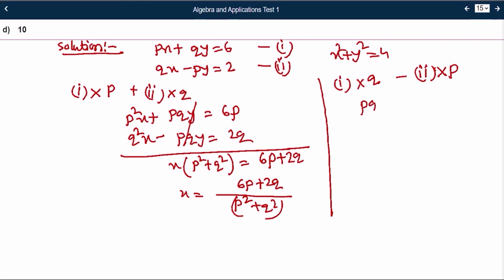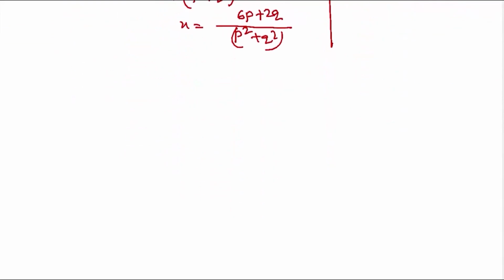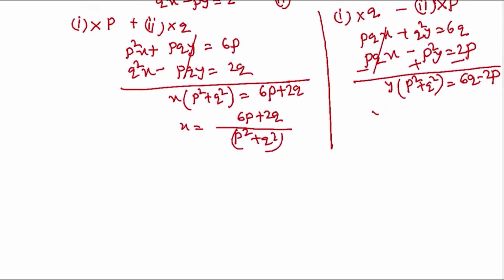So pqx plus q square y equals 6q, and pqx minus p square y equals 2p. Now let's do the subtraction. I have changed the signs. Now after taking y common, p square plus q square times y equals 6q minus 2p, correct? So y can be written as 6q minus 2p by p square plus q square. Okay, so we have already got the values of x and y in terms of p and q, right?